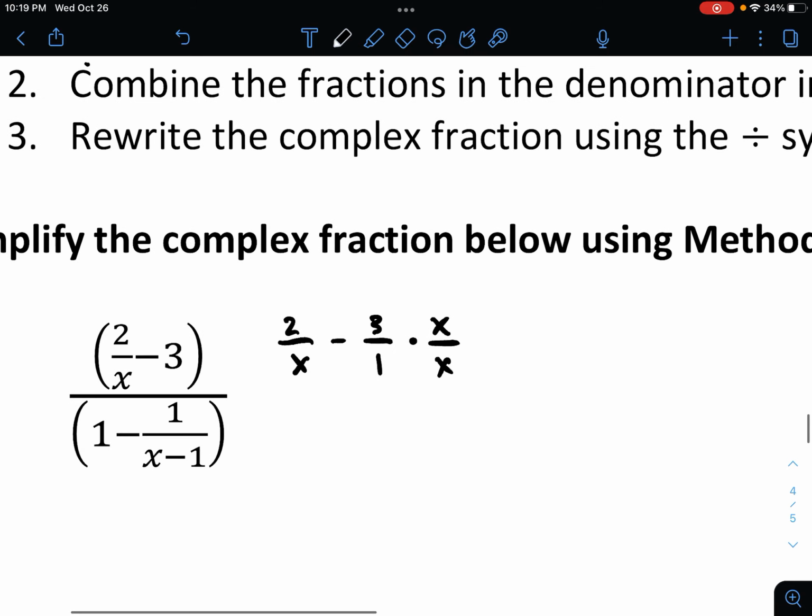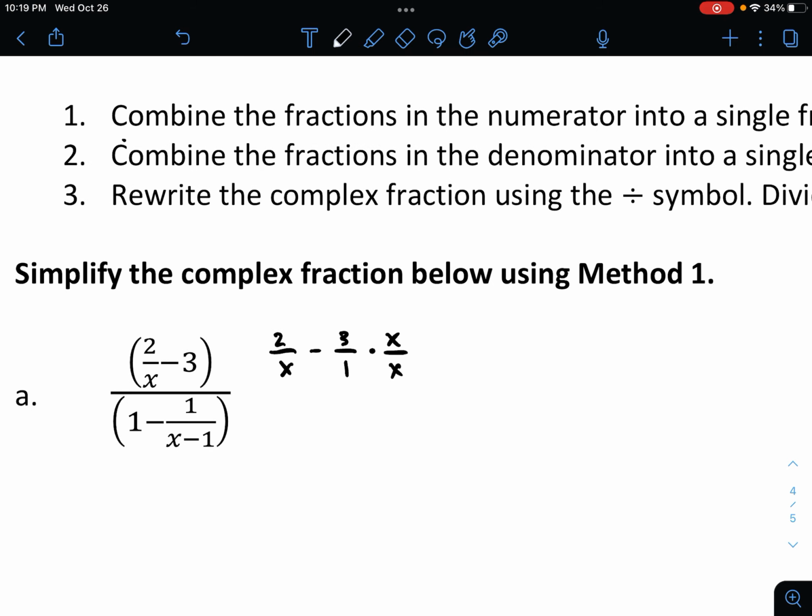So this is what I want to do, because if I look at what I have now, this is going to come out to be 2/x minus 3x/x, right? And I know that now that I have the same denominator, I can combine these terms. So we've got 2 minus 3x over x, and that is my numerator, all right? So we figured out the numerator.